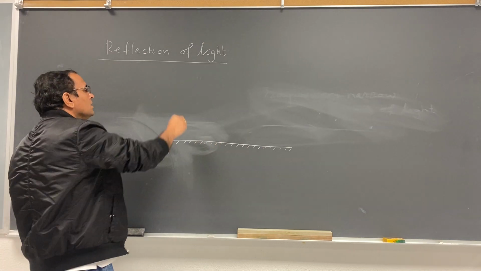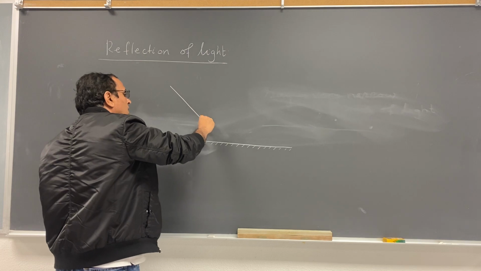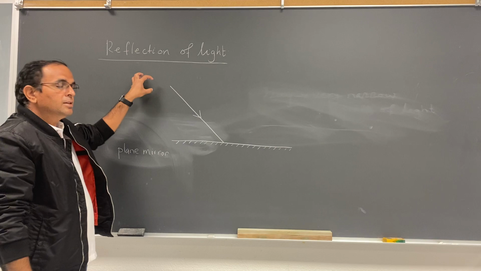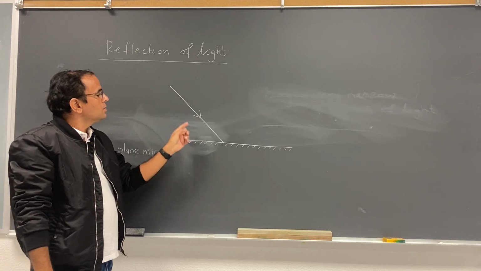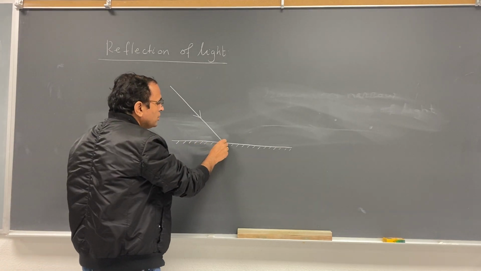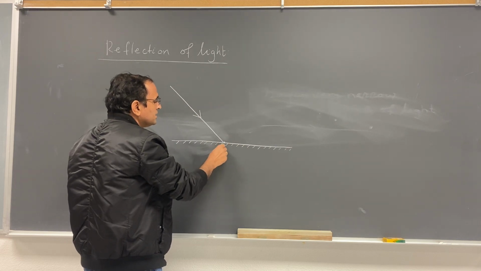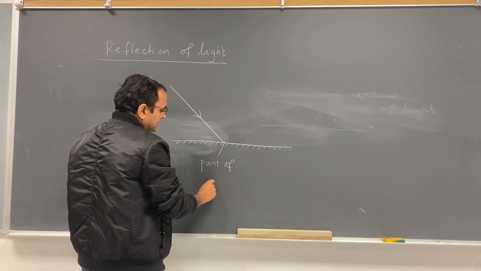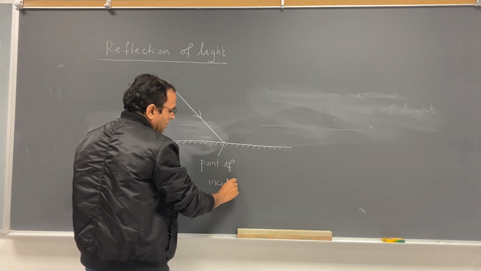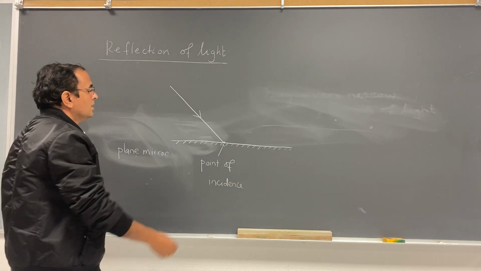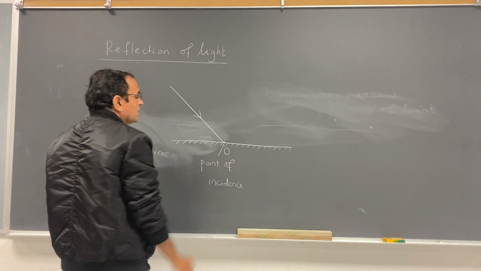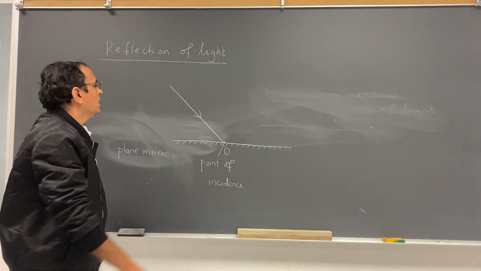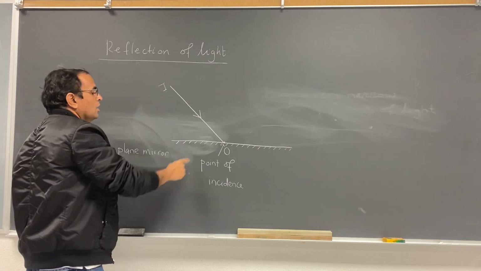And consider this is a ray of light. The light from the source. The ray of light coming from the source strikes here, this point you can call point of incidence. Okay, and let me call this point O. The ray of light strikes here at point O, and let me call this IO.